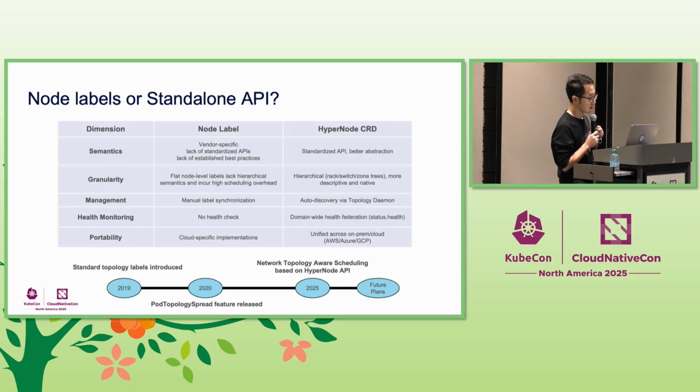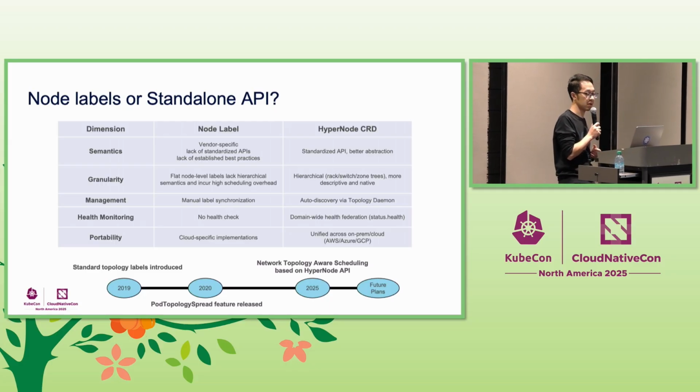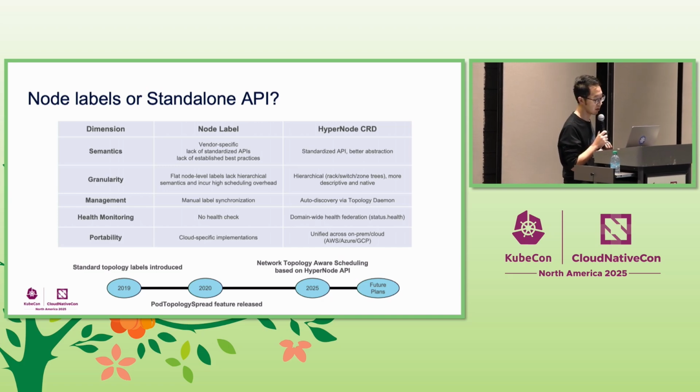And also, node labels are considered flat, right? There's no hierarchical definition. And sometimes the implementation will be complicated because of the flexibility. If we can predefine the performance domain, that would be much easier for the scheduler implementation to optimize. And we can easily introduce topology discovery with the API lifecycle.